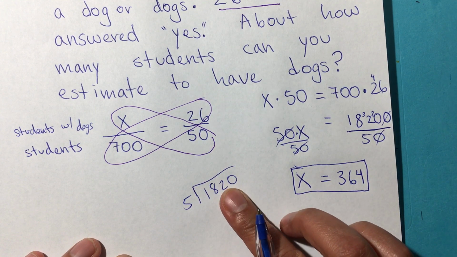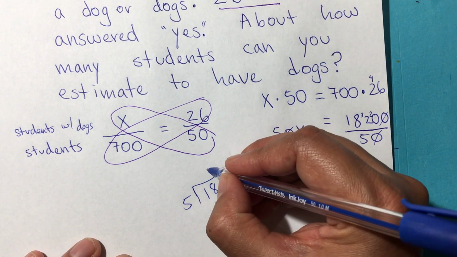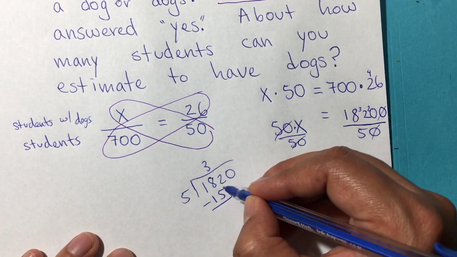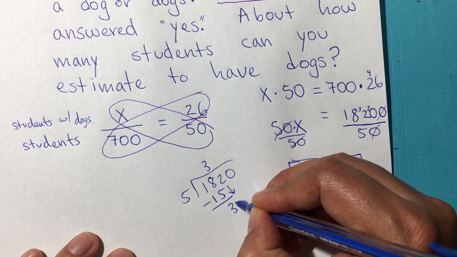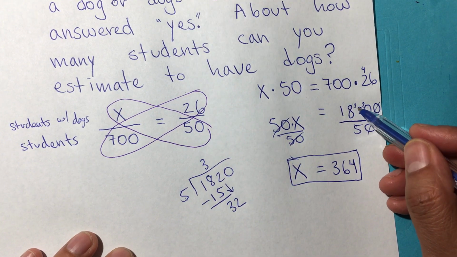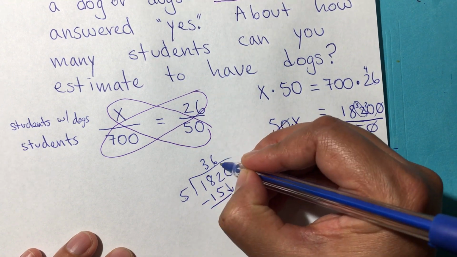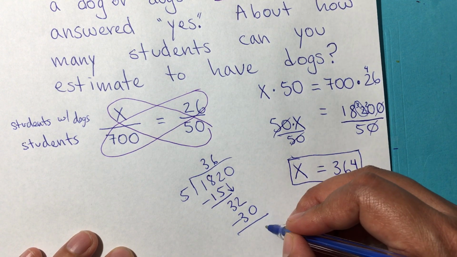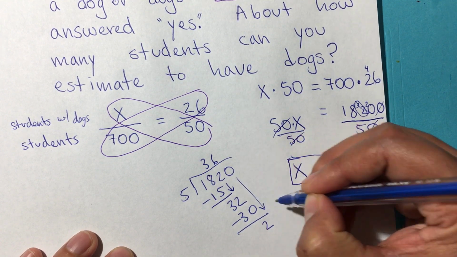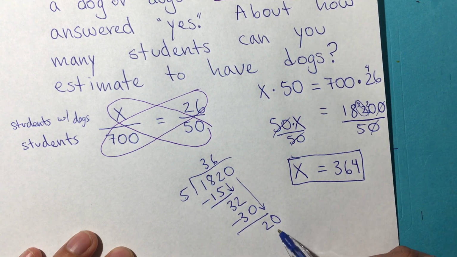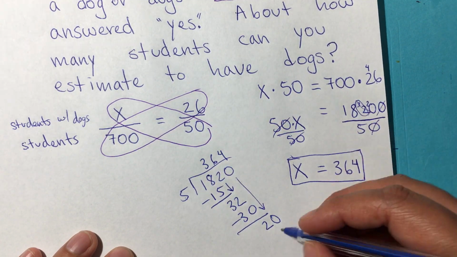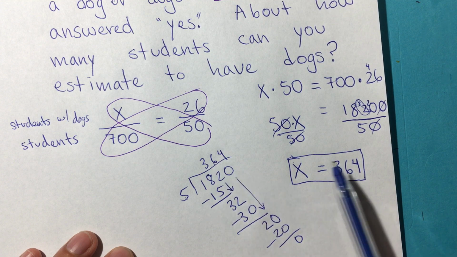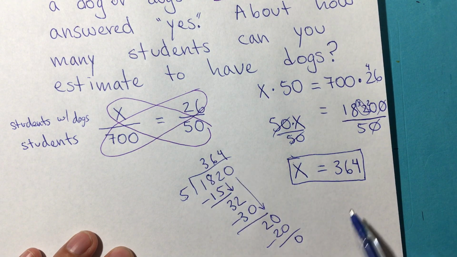Just let me show it with long division. The 5 goes into 18 3 times. 3 times 5 is 15. We subtract, and 18 minus 15 is 3. Bring down the 2, that's the 32 that we have here. And 5 into 32 goes 6 times. 6 times 5 is 30. 32 minus 30 is 2. Bring down the other 0. And 5 into 20 goes 4 times. 4 times 5 is 20. Subtract that and you get 0. And as you can see, dividing directly or with long division, you get the same answer.